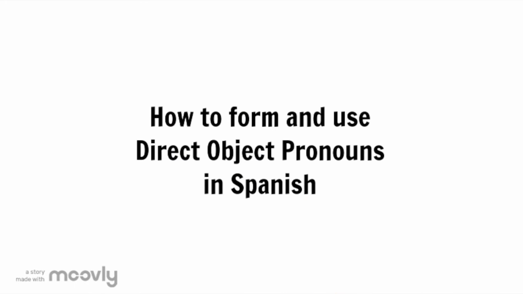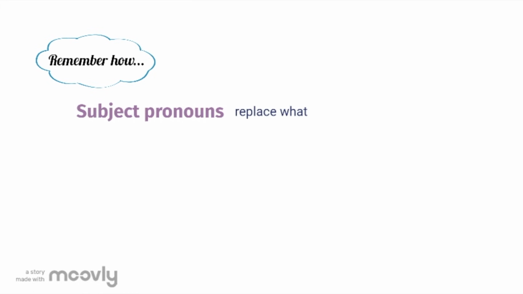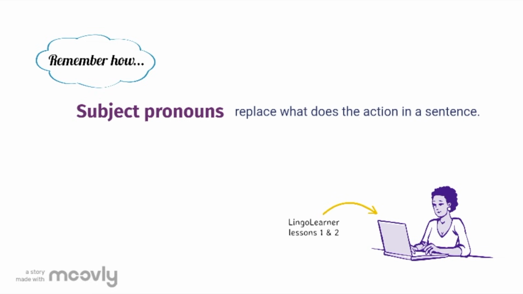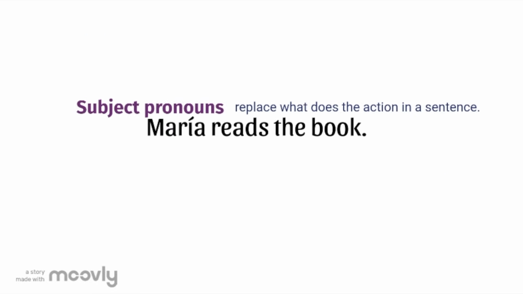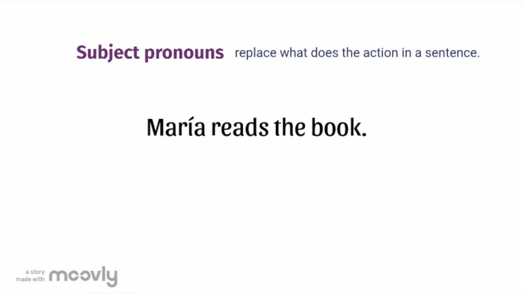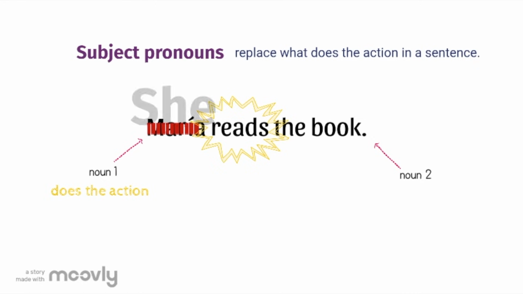Today we'll see how to use and form direct object pronouns in Spanish. Remember how subject pronouns can replace what does the action in a sentence? We've already studied, in lessons 1 and 2, how, for example, in this sentence, Maria reads the book, the action is reading, and since out of the two nouns in the sentence, Maria is the one doing that, she's the subject, and her name can be replaced by she, which is a subject pronoun.